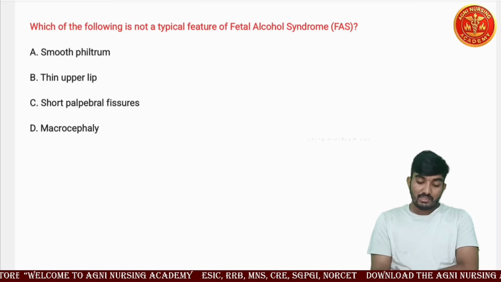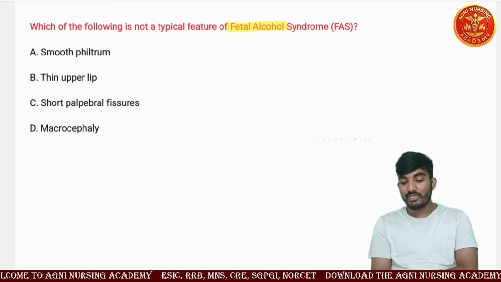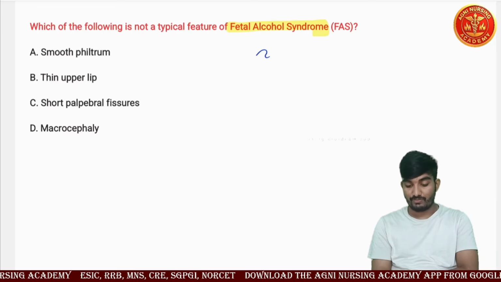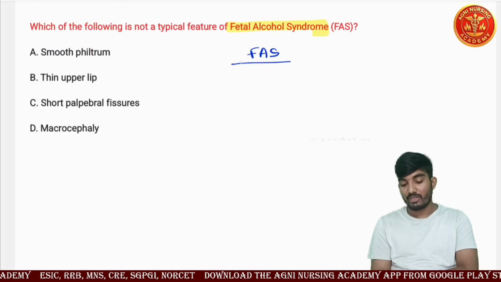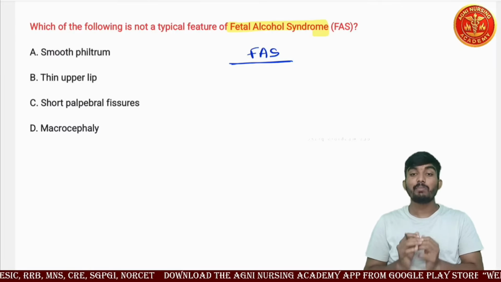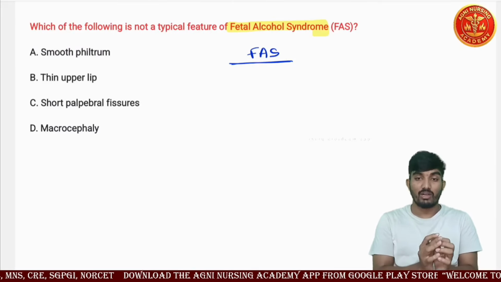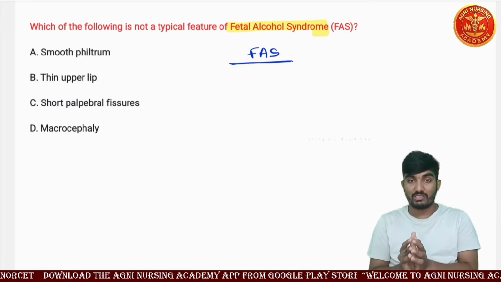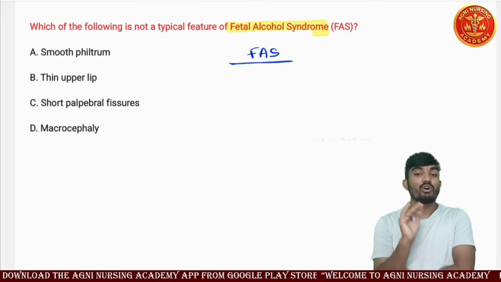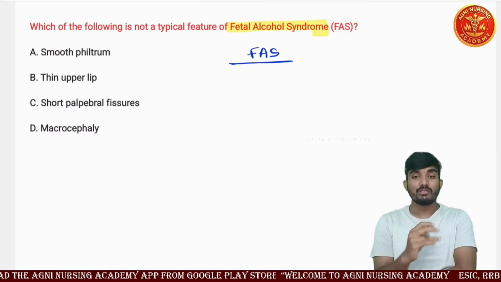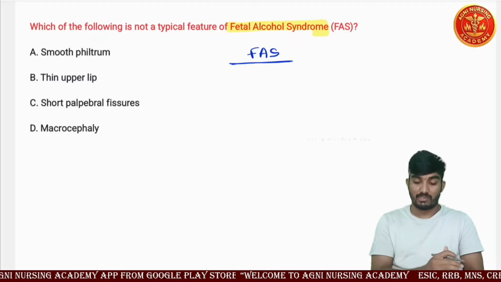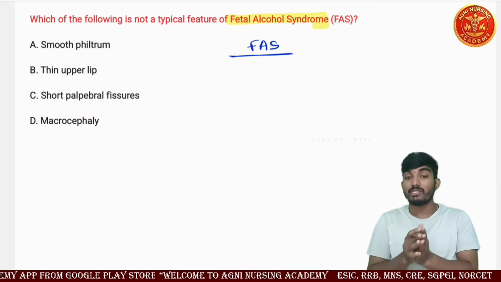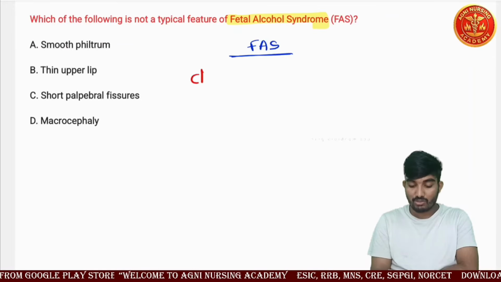In the question they ask which is not a feature of fetal alcohol syndrome. Now we will discuss fetal alcohol syndrome. Fetal alcohol syndrome means that in pregnancy, the mother's consumption of alcohol crosses the placenta and affects the fetus during organogenesis. That is called fetal alcohol syndrome. It mainly occurs due to consumption of alcohol during pregnancy. Why does it occur and what are the clinical features? We'll discuss the clinical features.